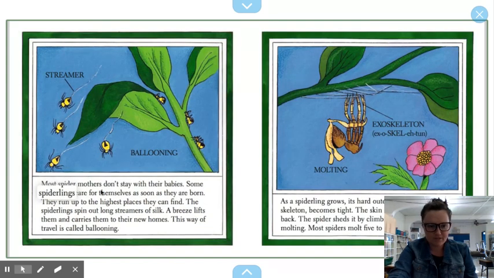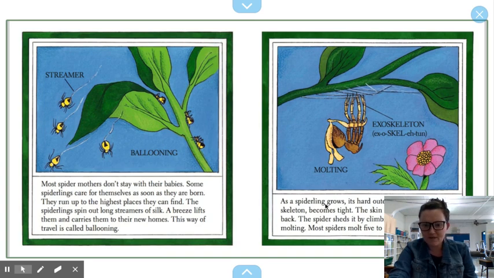Most spider mothers don't stay with their babies. Some spiderlings care for themselves as soon as they are born. They run up to the highest places they can find. The spiderlings spin out long streamers of silk. A breeze lifts them and carries them to their new homes. This way of travel is called ballooning. Okay, so that explains right there what ballooning is. It's kind of like having a balloon. You've got the little string tied to you, or tied to them like on a balloon.